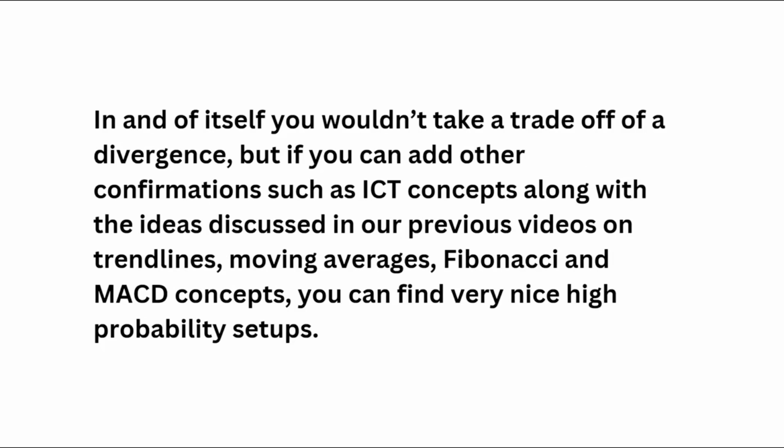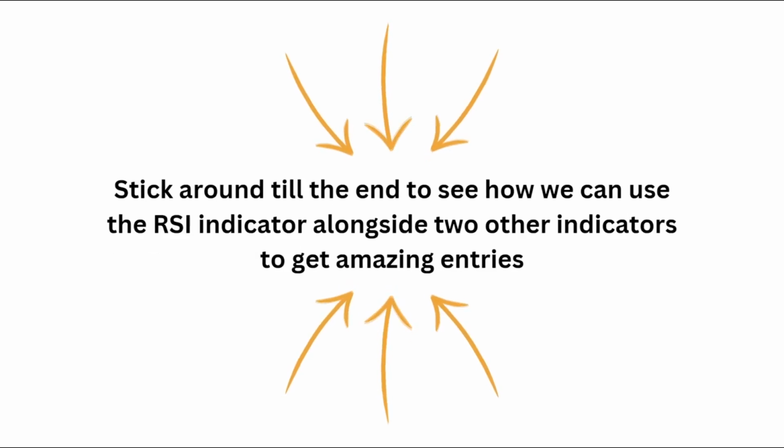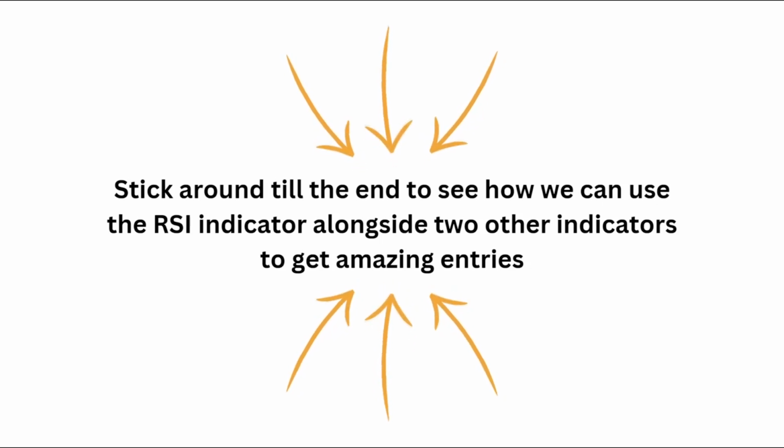In and of itself, you wouldn't take a trade off of a divergence. But if you can add other confirmations, such as ICT concepts, along with the ideas discussed in our previous videos on trend lines, moving averages, Fibonacci and MACD concepts, you can find very nice high probability setups. In this video, we will show you how to use the RSI indicator to enter and exit trades using ICT concepts. Stick around till the end to see how we can use the RSI indicator alongside two other indicators to get amazing entries.